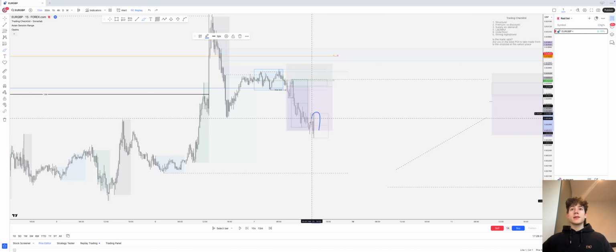Now, what is this big candle? This is news. I think this was FOMC, but don't kill me if I'm wrong. But before I entered the trade, I said to myself, if there is news, I will step out of the trade.